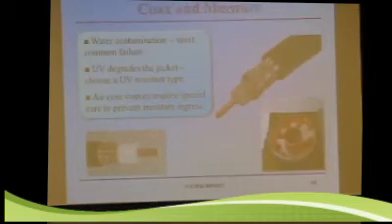Okay, moisture is the mortal enemy of coax. Water contamination is one of the most common failure modes of it. Another thing is ultraviolet light can degrade the jacket, so if you can, you want to choose a UV resistant type of jacket for it. Air core coaxes require special care to prevent moisture ingress.